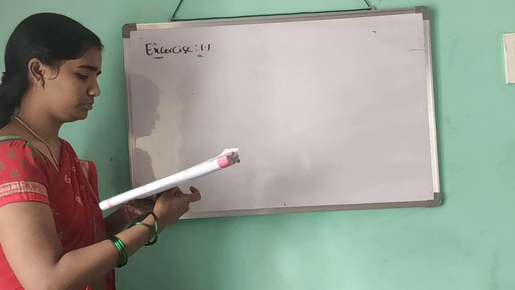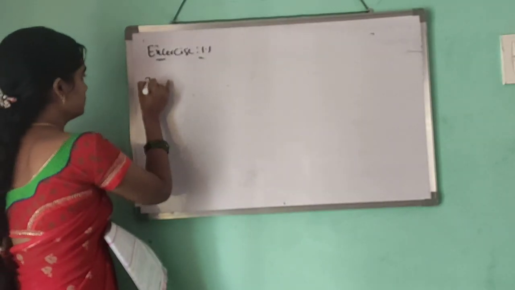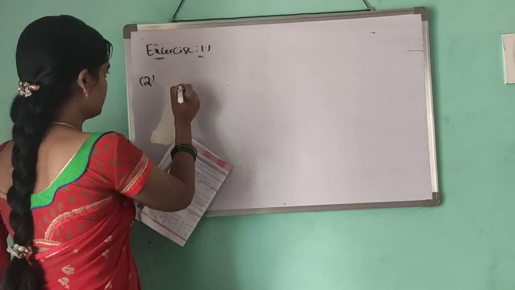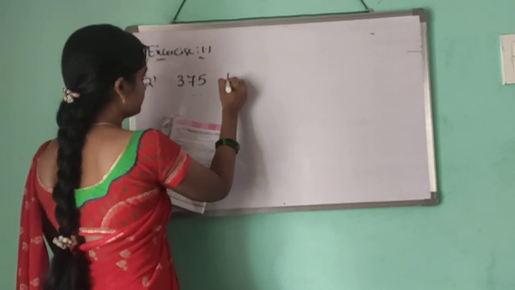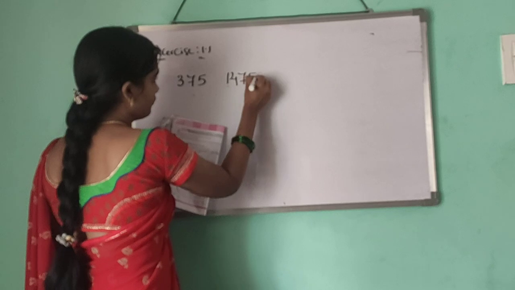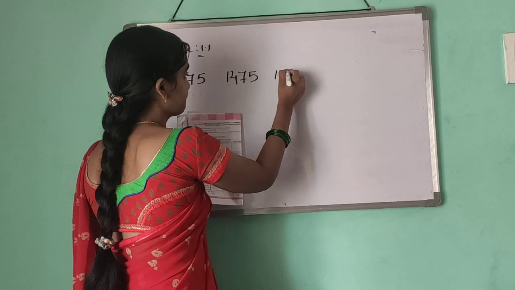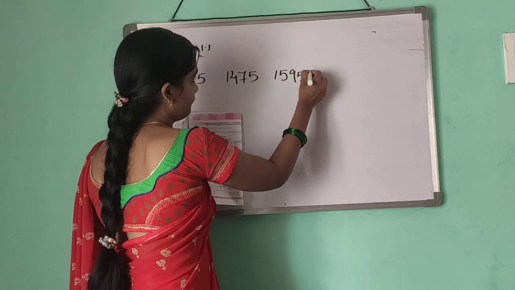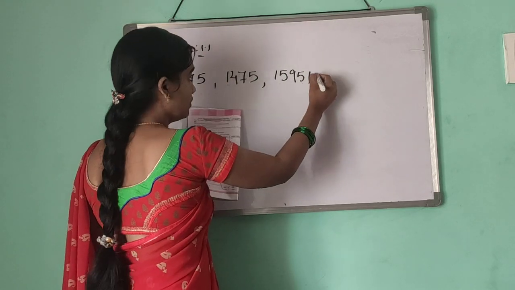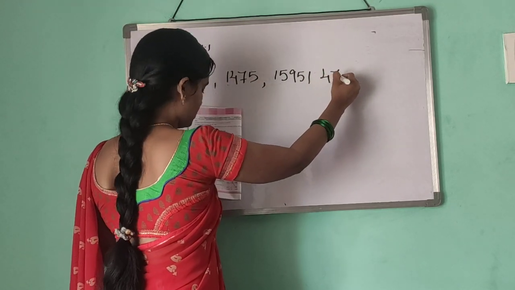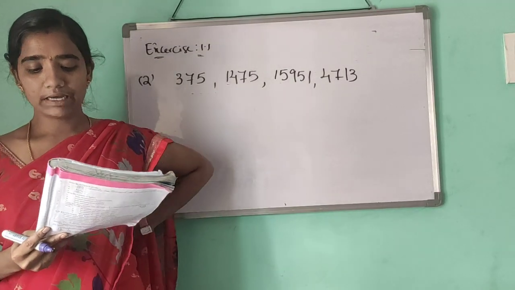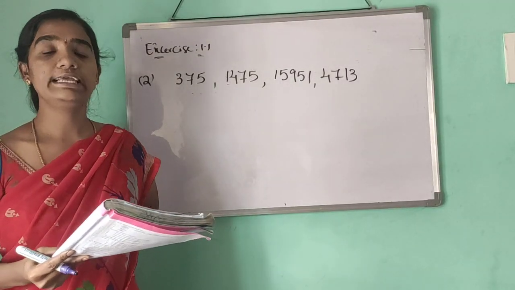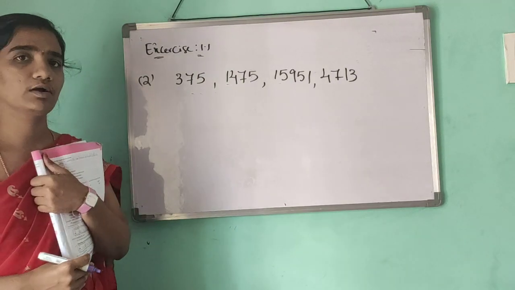Going to the second one. 375, 1475, 15951, 4713. Write the numbers in ascending order, that means increasing order. We all know the increasing order.